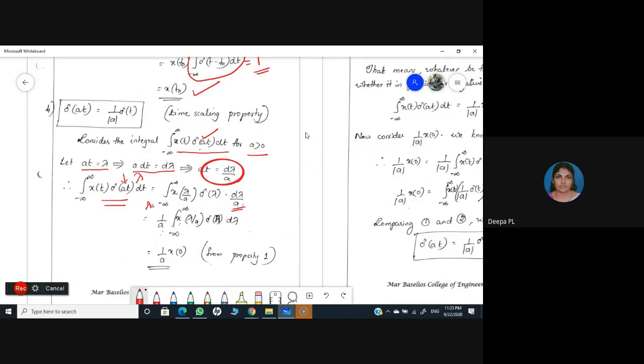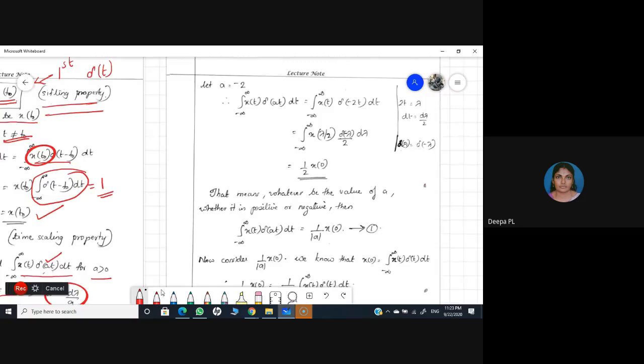So I can write it as 1 by a into the integral of x of lambda by a into delta of lambda d lambda. Now I know that if I multiply a signal with delta of lambda, the product will be equal to x of 0, according to property 1. So this I can write as 1 by a into x of 0. So this integral is now equal to 1 by a into x of 0.